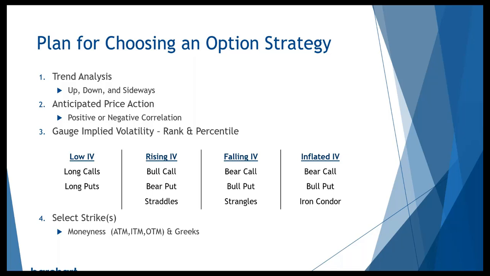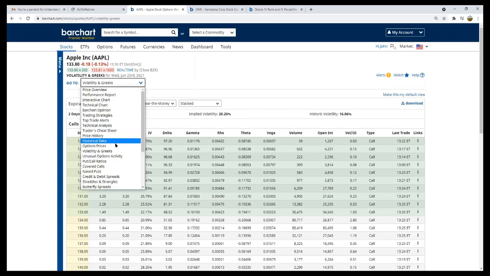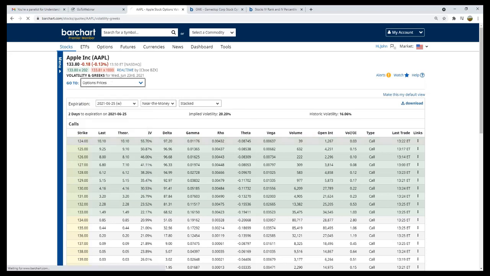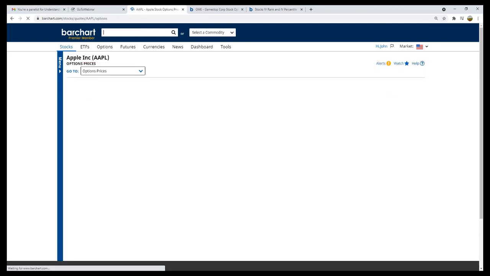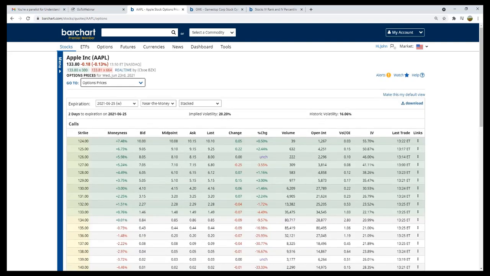So we have something called moneyness. And if we go back to our Apple example, one of the cool little features we have is that on a lot of the options pages, you will see moneyness. And moneyness is basically just telling you how far you are in the money or how far you are out of the money.